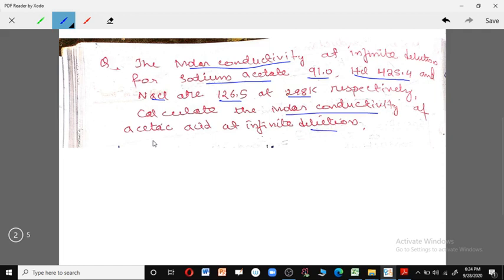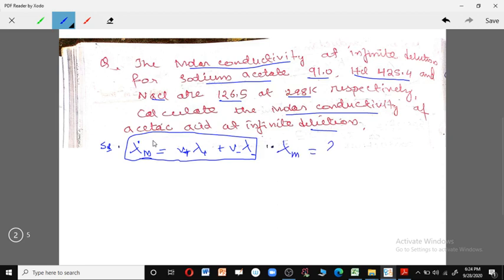So look here, according to Kohlrausch law, molar conductivity equals nu plus lambda plus plus nu minus lambda minus. Nu plus and nu minus are the cation and anion, and lambda plus and lambda minus are the infinite dilution molar conductivities of the cation and anion. The question asks for the molar conductivity. So what is given?